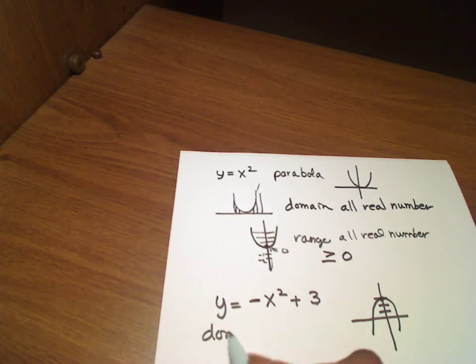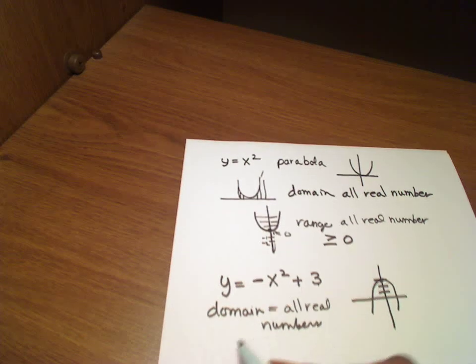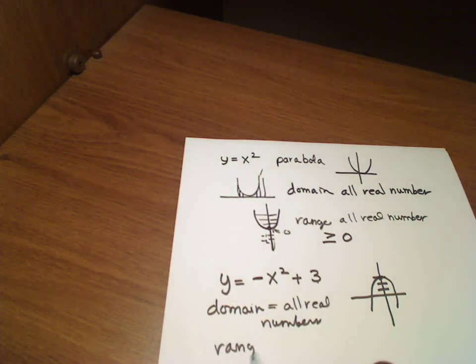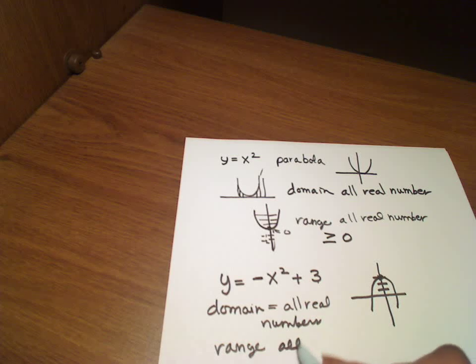Notice, to define the domain, once again, no matter where you go on your x-axis, you're going to run into your parabola. So it looks as though my domain, once again, is going to be all real numbers. So that's okay. But where the difference is going to come in is dealing with my range. Notice, the vertex at the top actually goes up 3. So therefore, it looks like it's going to be all real numbers.